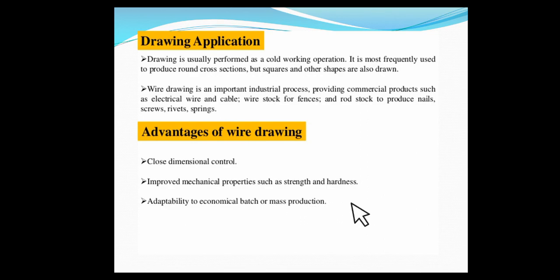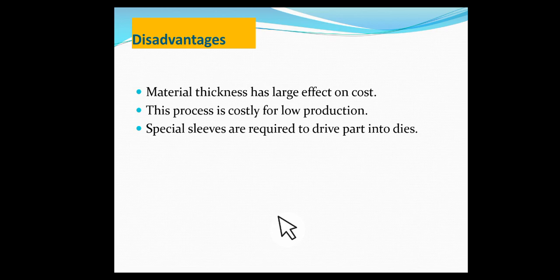The operation is simple, and no defects or only minor defects will be obtained as compared to the other metal forming processes, and mass production is somewhat better as compared to the other metal forming processes. Clear? So these are the applications you have to remember: electrical wire, cable, wire stock, or fences. Clear? So the next one is the disadvantages, where the cost mainly depends on the thickness of the material.